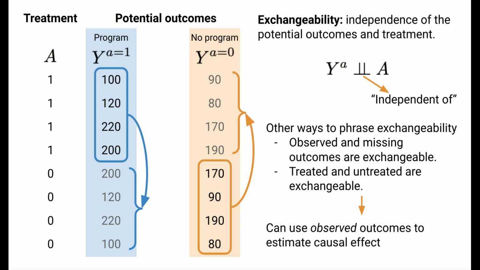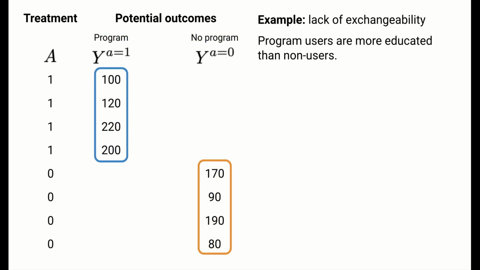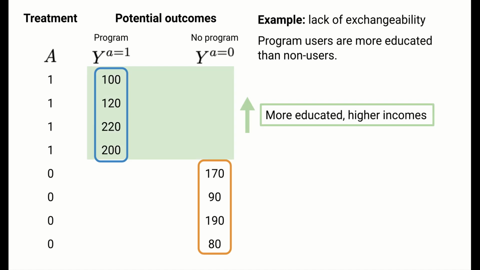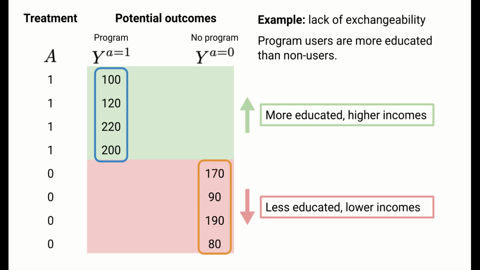Let's look at an example of a lack of exchangeability. So why might exchangeability not hold? In our example, one reason could be a difference in education levels between the policy users and non-users. The policy users may be more educated than the non-users. Thus, as a whole, all potential incomes for those who use the program will likely be higher, purely because these people are on average more educated. And as a whole, all potential incomes for those not using the economic program will be lower because they're less educated on average.